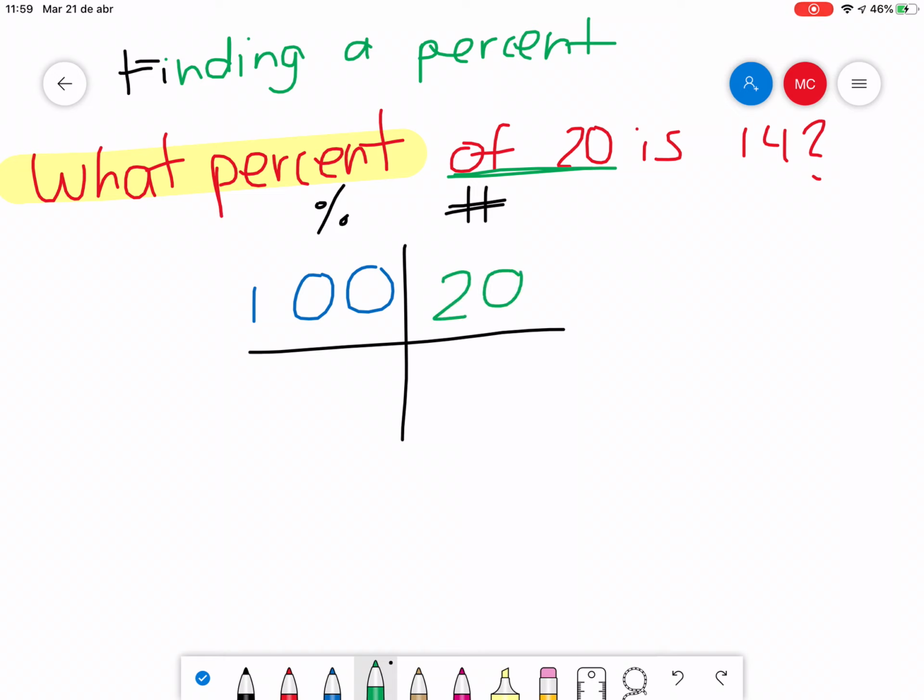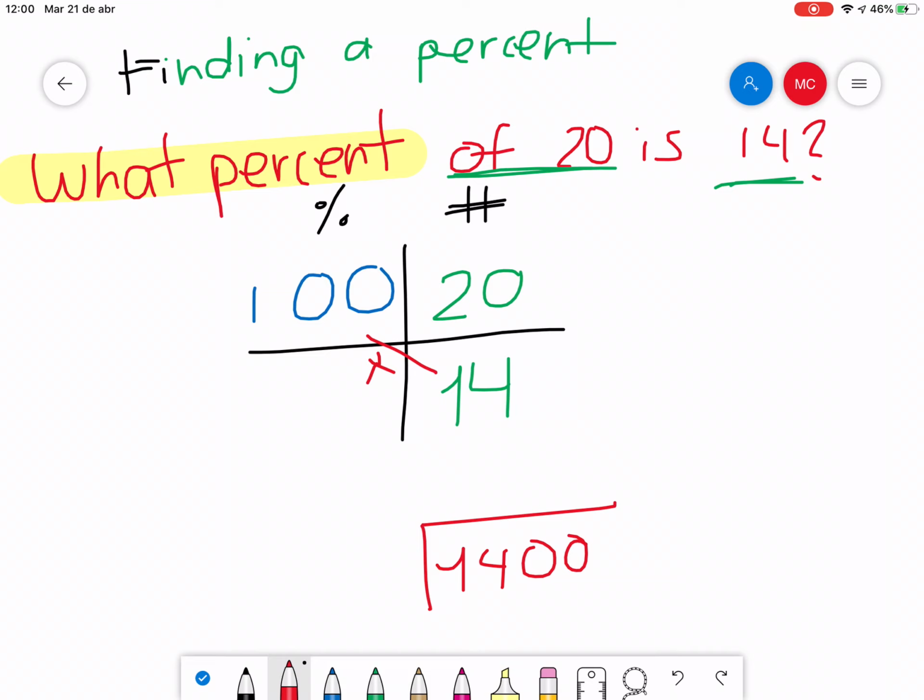And then it says 14. Is it a percentage or a number? It is a number. That's the reason why I place it here. And then what do I have to do? I just apply the proportion or the rule of 3, and I start by multiplying. Remember, you always multiply like this, okay? So 14 times 100 is 1,400. And then I need to divide that by this number. The result goes inside and the 20 goes outside.